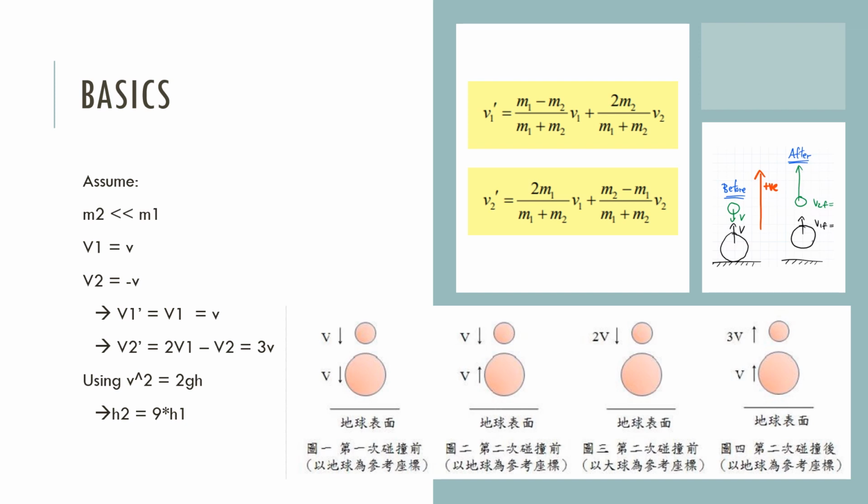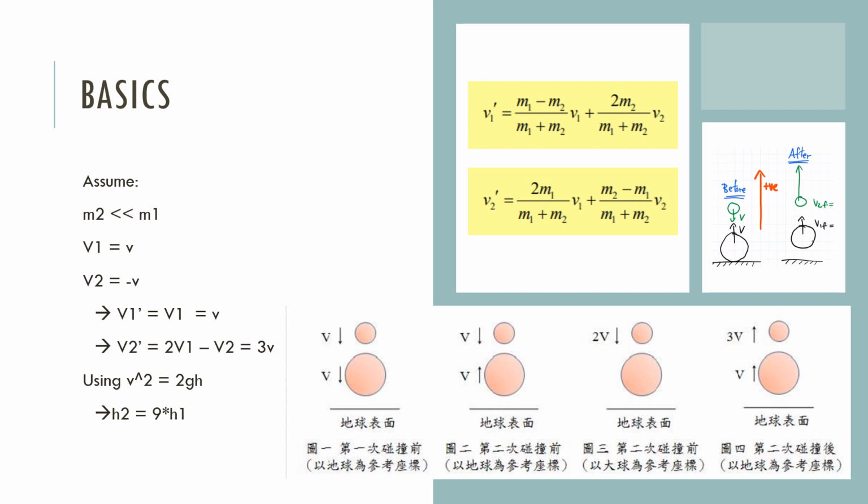So in our case here, two balls will drop at the same time with the same velocity v, and the bigger ball will drop to the ground first. Then the smaller ball will have a velocity 2v relative to the bigger ball, because the bigger ball will then have a velocity minus v. So now go back to the equation.